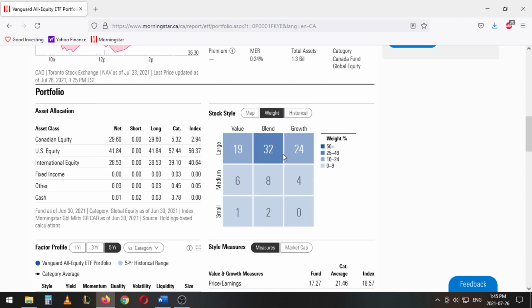I like this weight button because it gives me numbers. So I can see there's a little bit of small cap, small companies in here, but pretty tiny. Most of them are going to be large cap. There is a mix of sort of growth stocks, value stocks, but most of them are sort of in the middle, which is exactly what I would expect here.